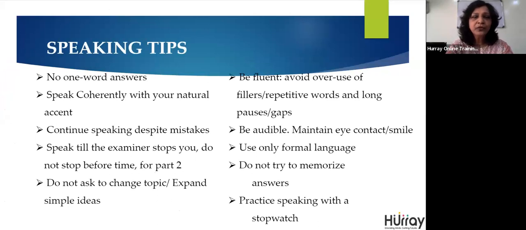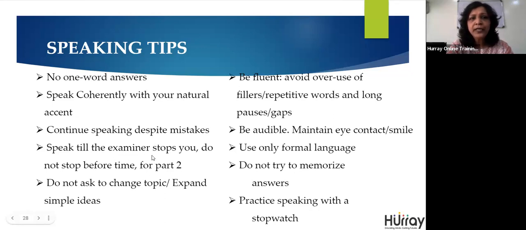You are not supposed to give one-word answers for part 1 and part 3. You're supposed to talk in sentences, at least 2 or 3 sentences. You have to speak coherently. Coherence and fluency come together as one assessment criterion. Coherence means you have to speak clearly, with your natural accent. Please do not put on any accent. You're not expected to have a native speaker's accent. So you just have to be natural and spontaneous. And even if you make mistakes, please continue talking. Just apologize and continue despite making mistakes.